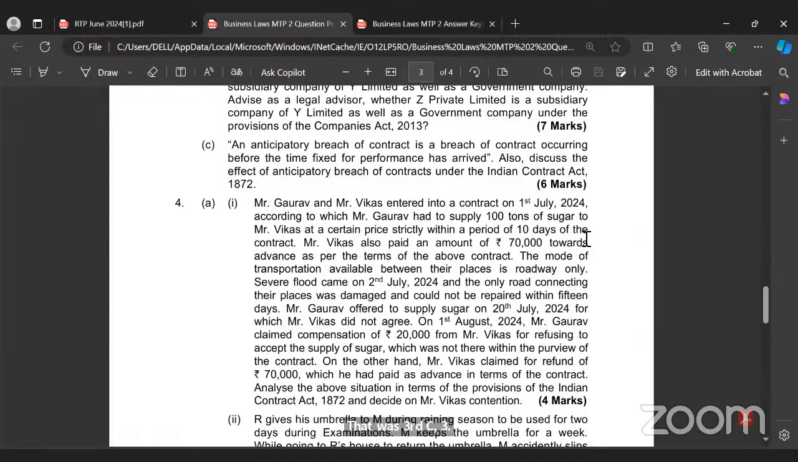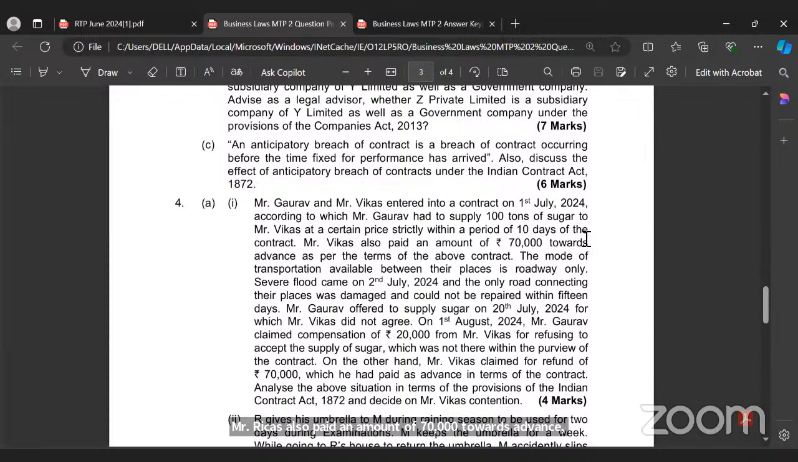4A, another first one. Mr. Gaurav and Mr. Vikas entered into a contract on 1st July 2024, according to which Mr. Gaurav had to supply 100 tons of sugar to Mr. Vikas at a certain price strictly within a period of 10 days of the contract. Mr. Vikas also paid an amount of rupees 70,000 towards advance as per the terms of the above contract.